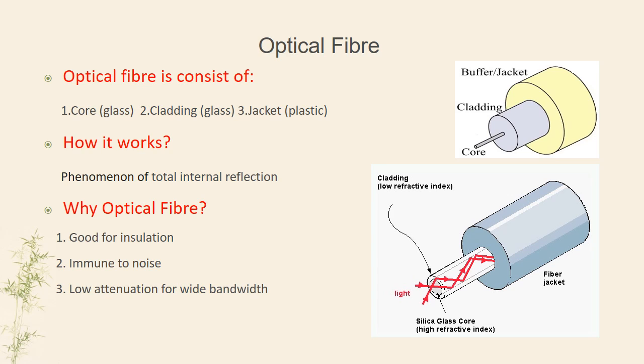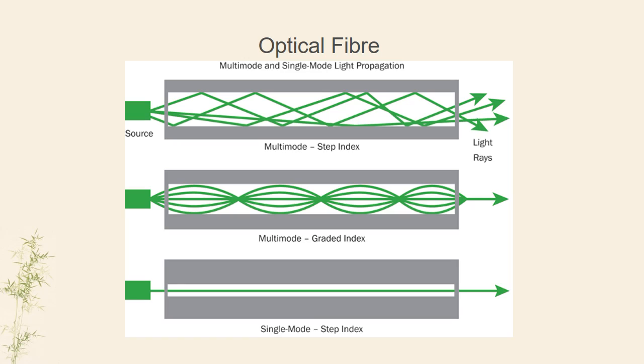Compared to other mediums, optical fiber is good for insulation, immune to noise, and more importantly, it has low attenuation for wide bandwidth. That is why we choose it to transmit light. It should be noted that fiber has different modes and different kinds of index to transmit light. Basically, multi-mode is used for most short-distance communications, and single mode is used for most long-distance communications.